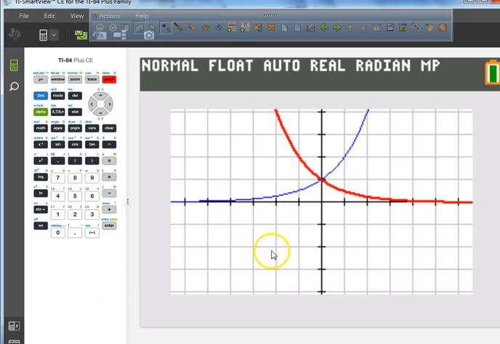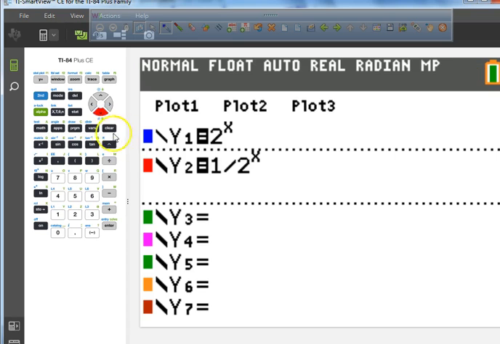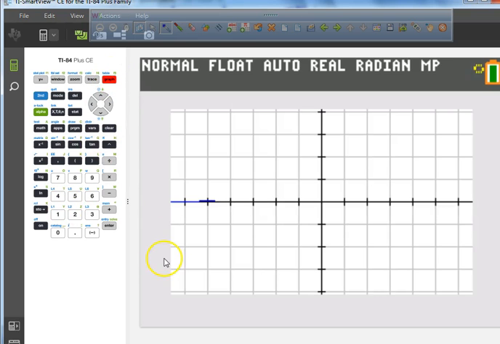Alright, now that we have both of those, I'm going to go down here and clear them out. I want you to see a little bit of how to shift your graph. We're going to shift our graph left and right. I'm going to do 2 to the power of x, I'm going to say minus 1, and watch what happens when I graph this.